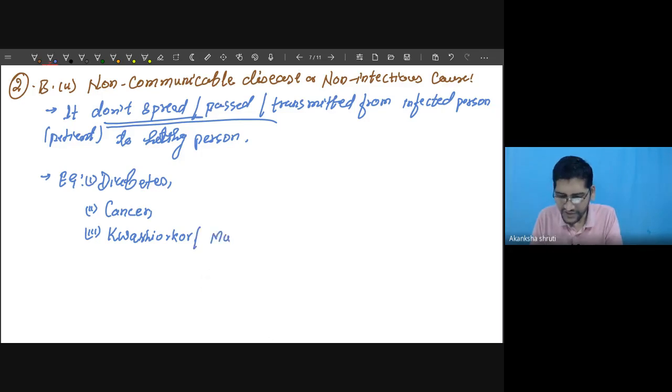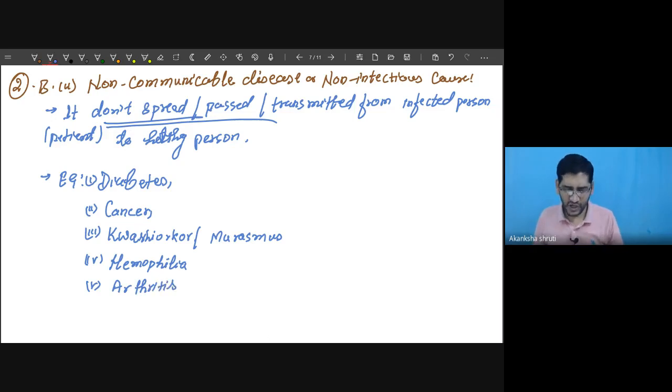Kwashiorkor, marasmus is also the similar kind. Marasmus occurs in children. The hemophilia, arthritis, means the joint pain, that is called as the arthritis. So these are the diseases which do not pass from one person to another.